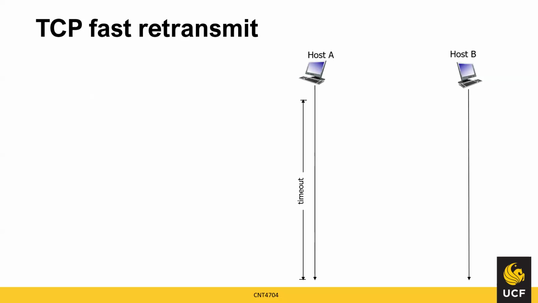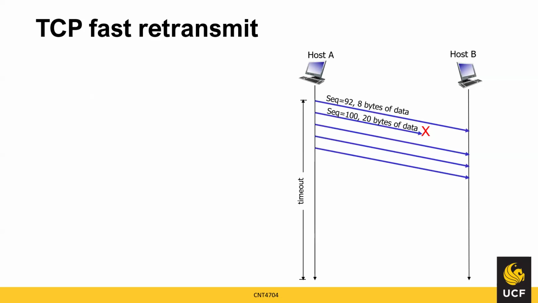Before we wrap up TCP, there is fast retransmit. This is an optimization, a mechanism for TCP to recover from lost segments more efficiently without waiting for the timeout. So here we don't really focus on the timeout; it's going to be based on indications.